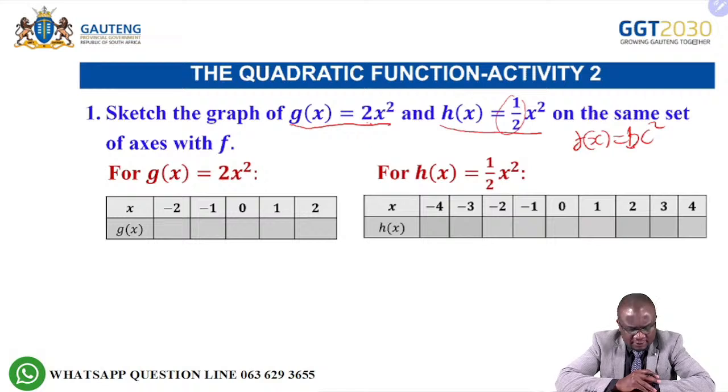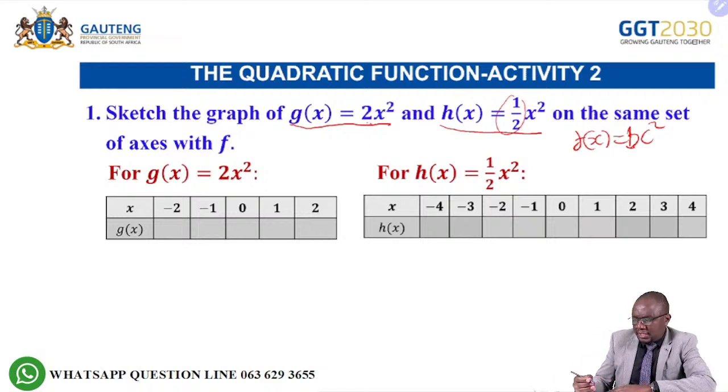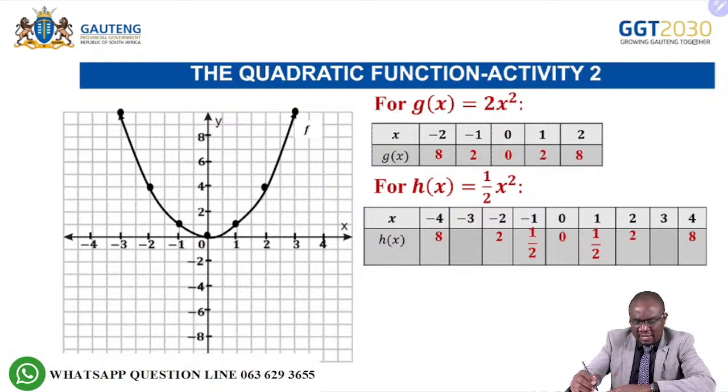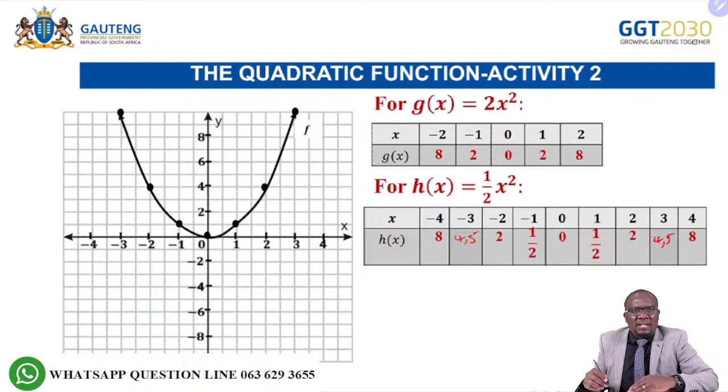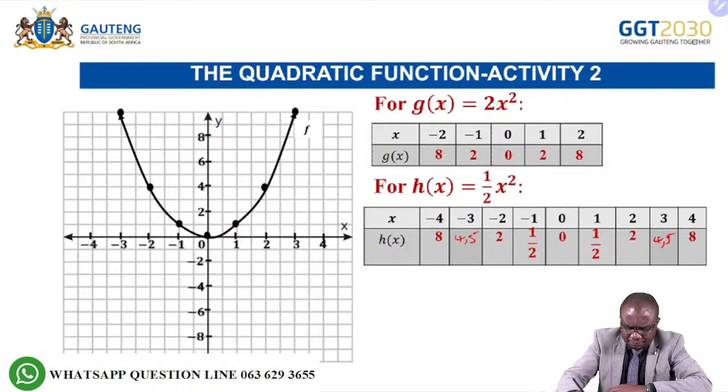Now I have the points already. I've calculated the output values for g of x and h of x. We can also do this one. I skipped it because it's giving us a decimal, but this is actually 4.5. It's not like we always skip 3. I left it because it wasn't giving us a nice value. We have to estimate.